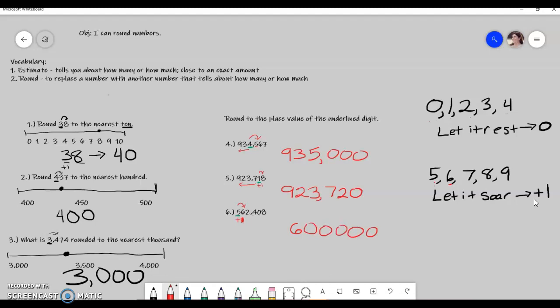But I need to remember to put my comma, because that comma is going to come back for you. I'm warning you. And there you have it. So just remember the rules for rounding. If it's 0, 1, 2, 3, 4 in the neighboring place value, you let the number rest. You don't add anything to it, and you change everything behind it to a 0. But if it's a 5, 6, 7, 8, or 9, you're going to let it soar, and you are going to add one more to that place value.